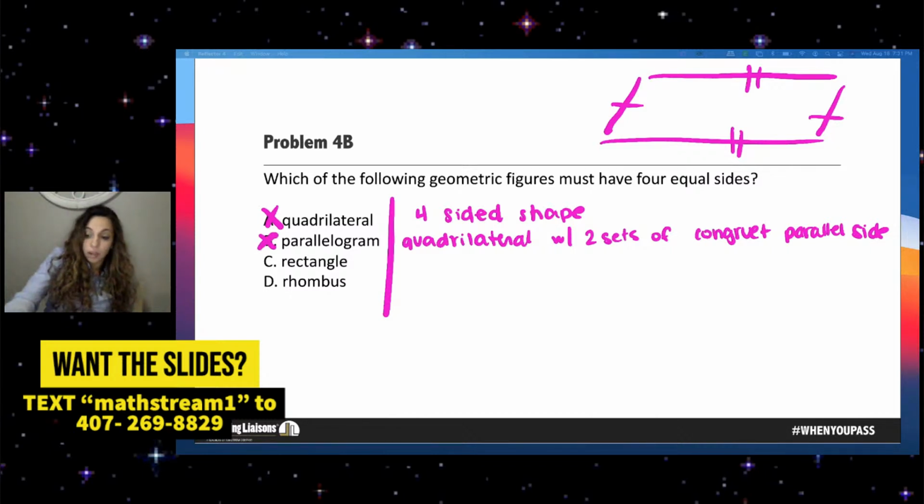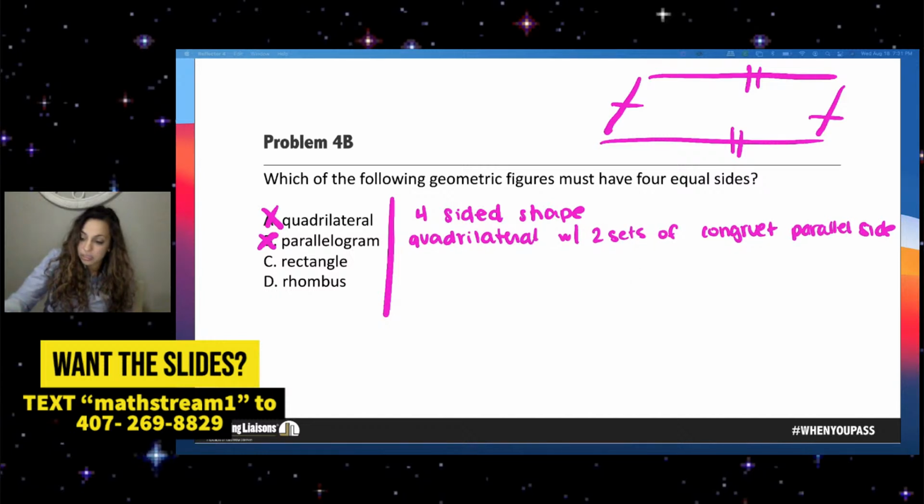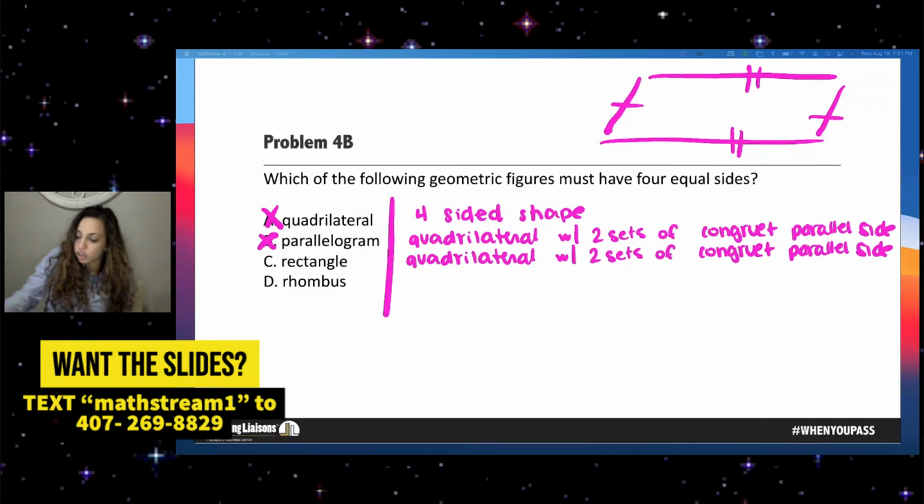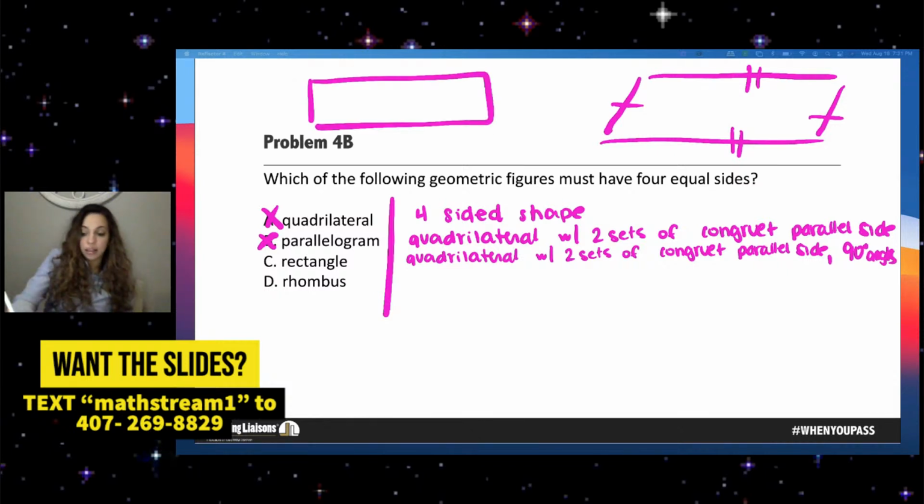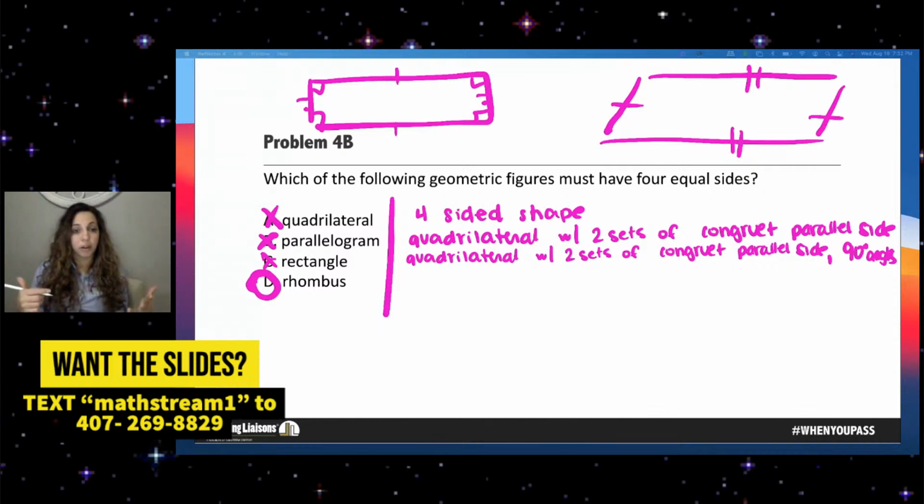A rectangle is a quadrilateral with 2 sets of congruent parallel sides and 90-degree angles. So it doesn't have to be a rectangle either, because that's congruent, and these are all 90, but those are not 4 equal sides. So a rhombus is the only shape it can be, because a rhombus has 4 equal sides, and a rhombus is a parallelogram as well, because it's a quadrilateral with 2 sets of equal parallel sides, but it's going to have 4 equal sides. The only difference between a rhombus and a square is the lack of 90-degree angles.